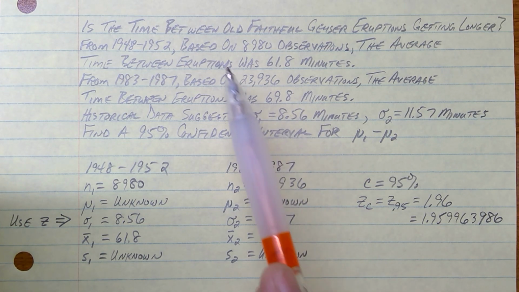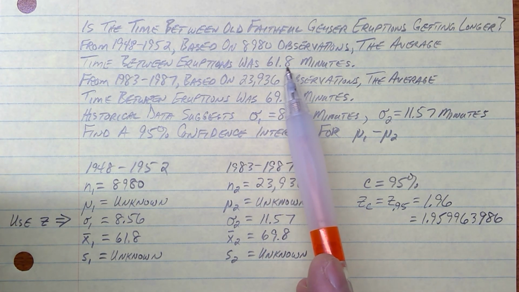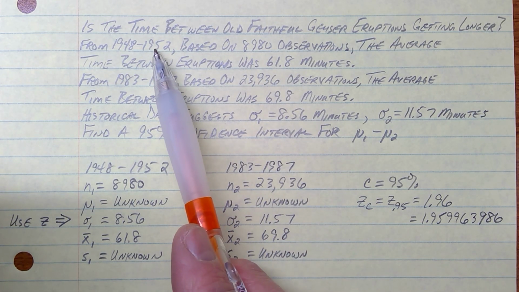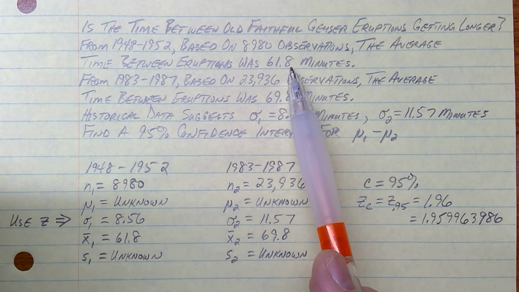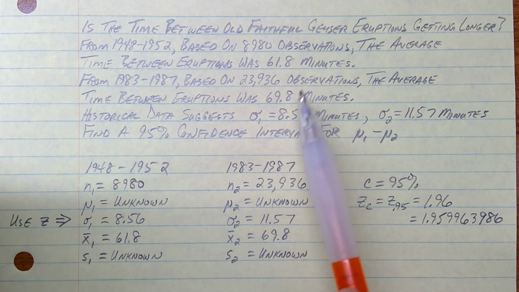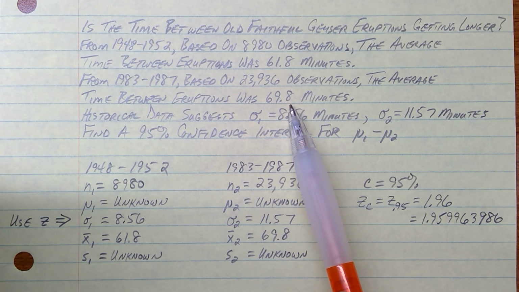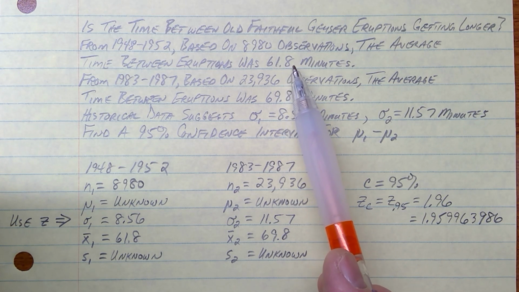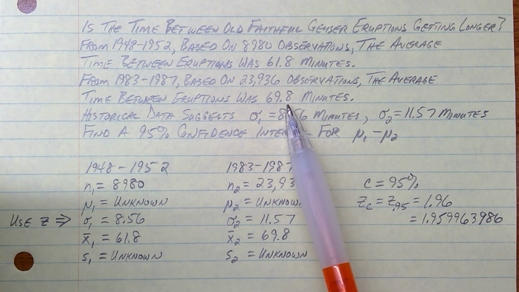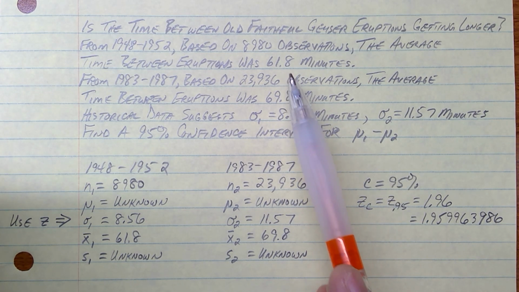So X bar 1 is 61.8. This is group 1, the early time period. That's X bar 1, our sample average for group 1. This is our sample average for group 2. This is X bar 2. Now just visually it looks like group 1 is lower than group 2, but we have to run it through the formula and see if it's significantly lower.